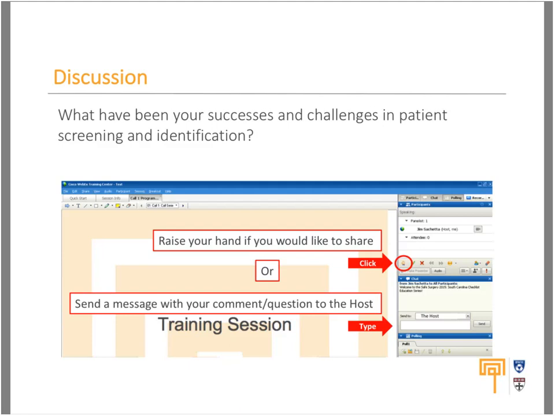So we got one question in, and this is a great one. What's the actual intervention that's performed after patients are identified?